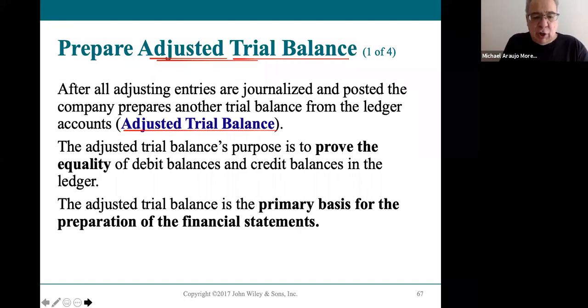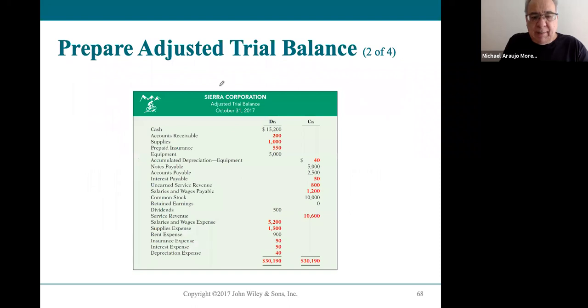Okay. So this is important. This is important to know. This is the adjusted trial balance for Sierra Corporation after we did all those adjustments. Woohoo! We did 7 different adjusting entries, and many different accounts were affected.